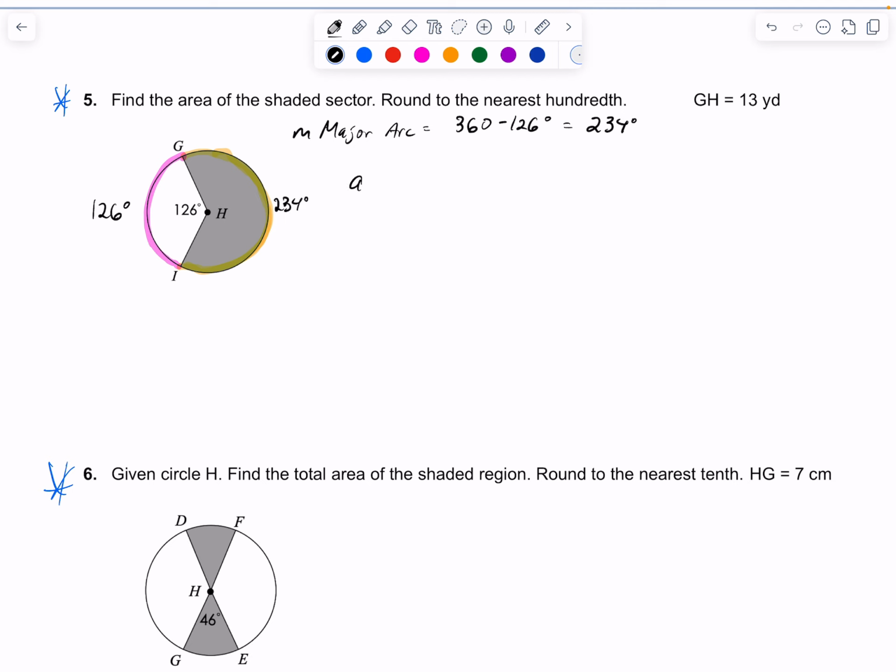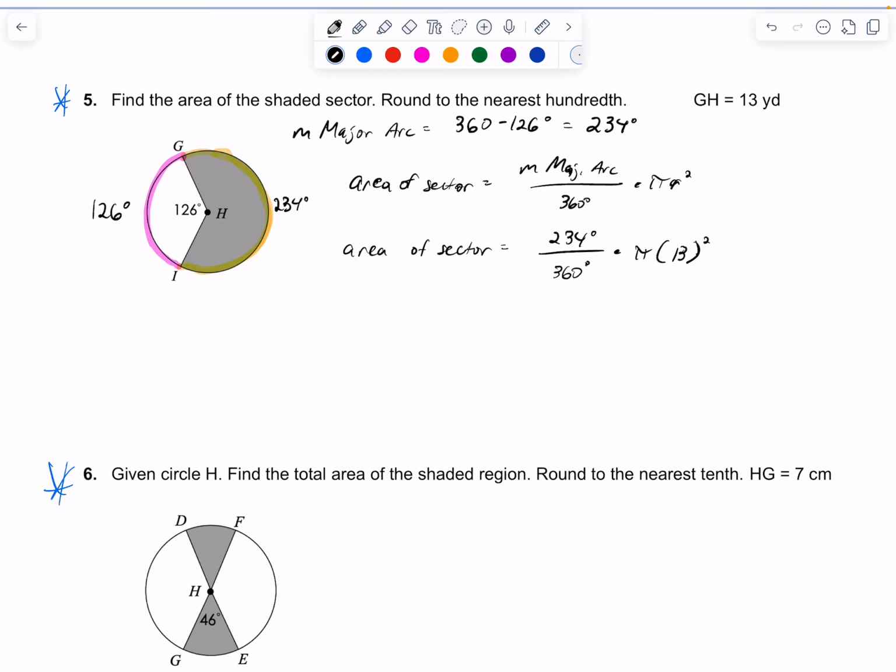So the area of the sector is equal to the measure of the major arc out of 360 times pi times the radius squared. Okay, so we said 234 out of 360 times pi times the radius, which is 13 yards, squared. So plugging in 234 over 360.